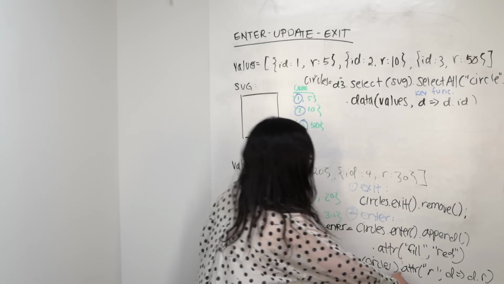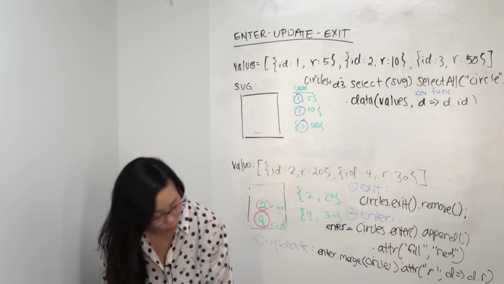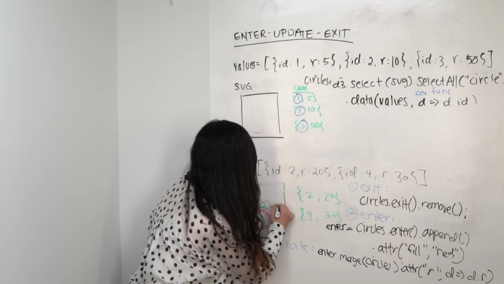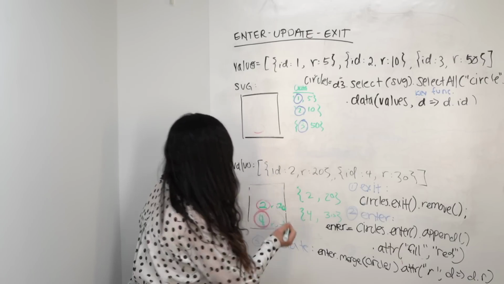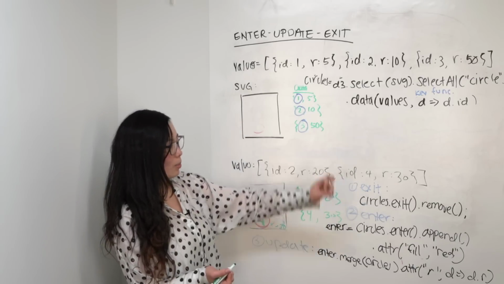And so now that we have this one line, this radius will become 20. And this is the code for enter, update, exit.